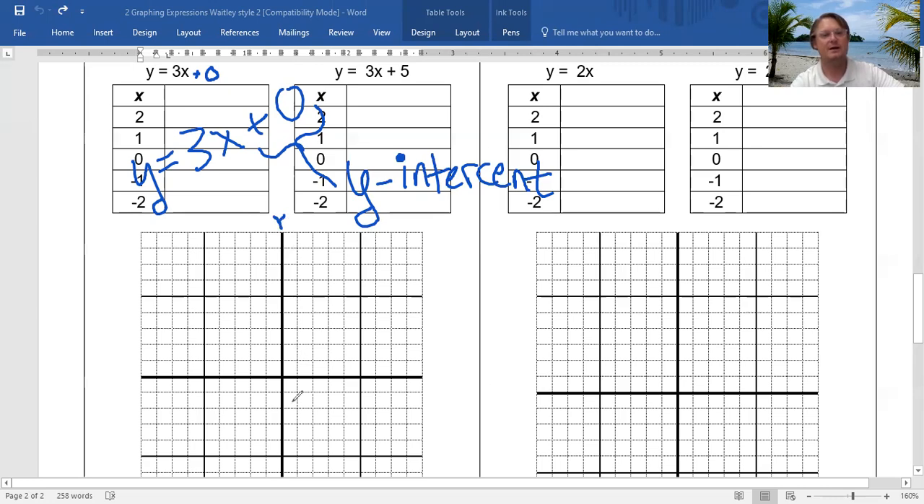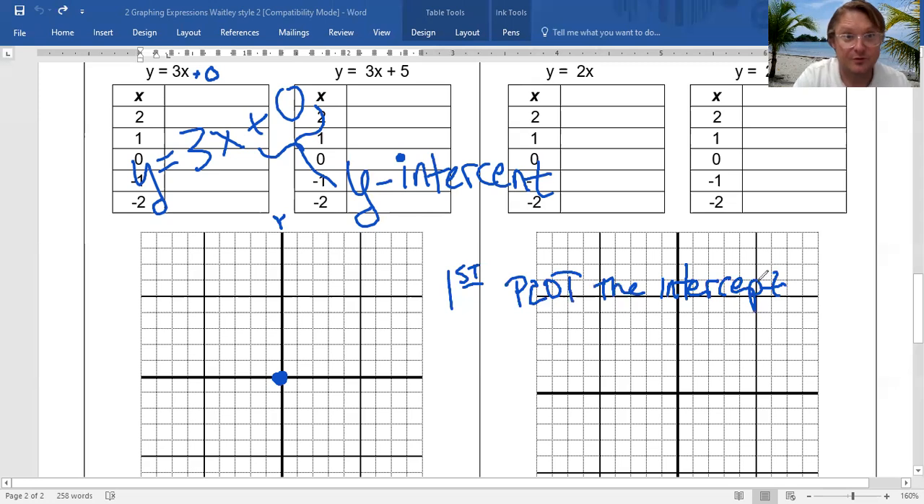So here's the y-axis. This number is 0. So where's 0 on the y-axis? Oh, the origin. There you go. Okay. And that's how you're going to graph these. The very first thing you're going to do is plot, meaning draw the point, plot the intercept. And you literally just have to look for it, see it, plot it.